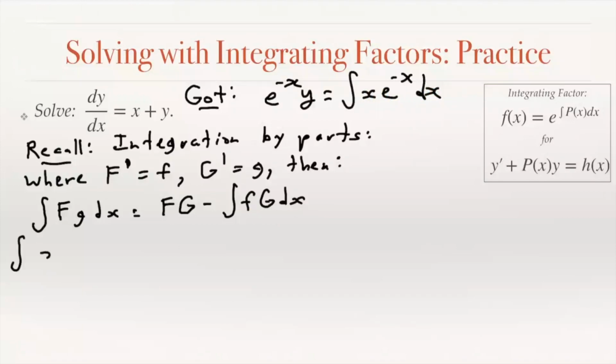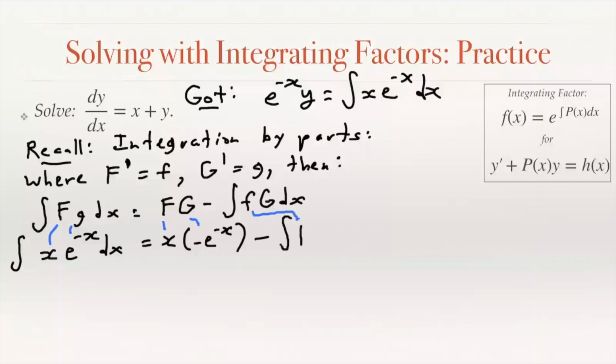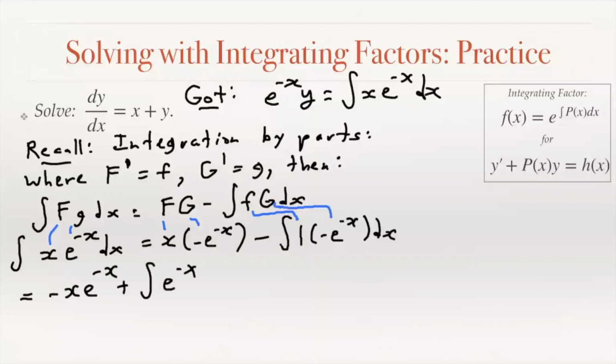So in this case, that's the integral of x e to the negative x. Okay, and that's big F, which is still x, times the integral of little g. Integral of e to the negative x is negative e to the negative x, minus the integral of derivative of x is 1, and integral of e to the negative x is still negative e to the negative x. And pulling out that minus sign, it's plus integral of e to the negative x dx.